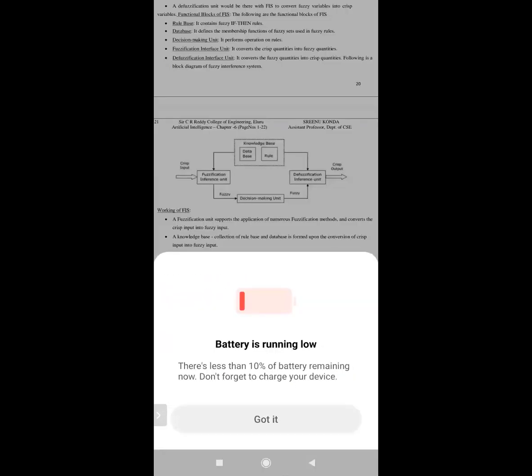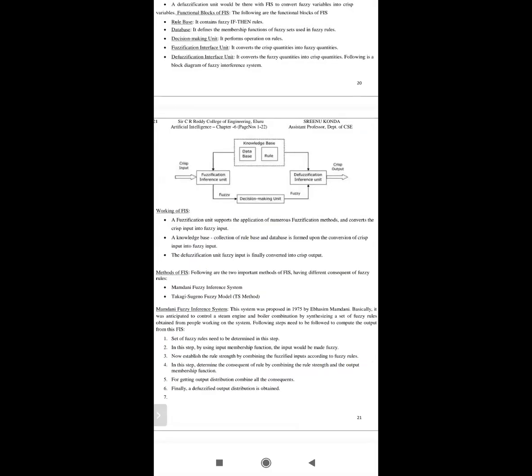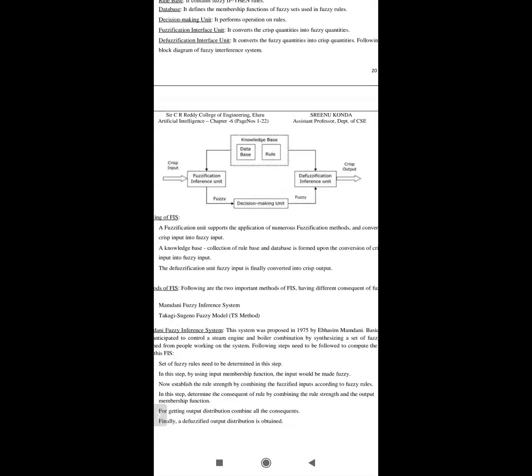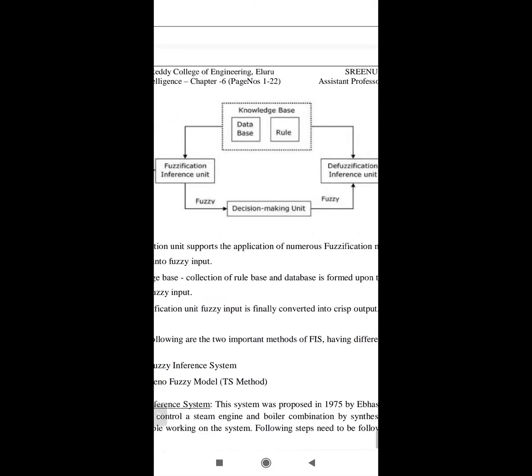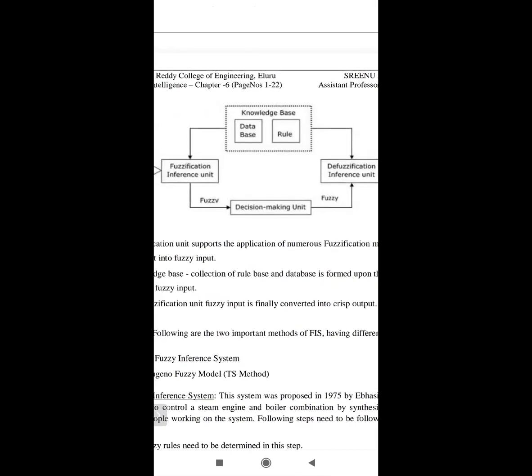So let's see this one. This is the block diagram. First one is the fuzzification inference unit, next one is the defuzzification inference unit. In between these two, we have the knowledge base and decision making unit. The knowledge base has two things: one is the database, another one is the rule base.